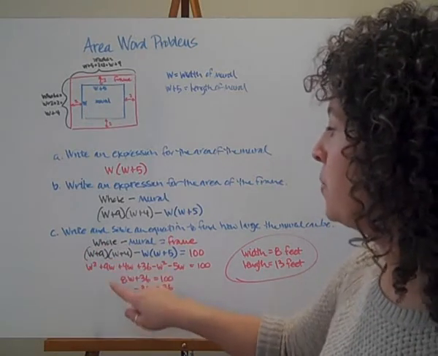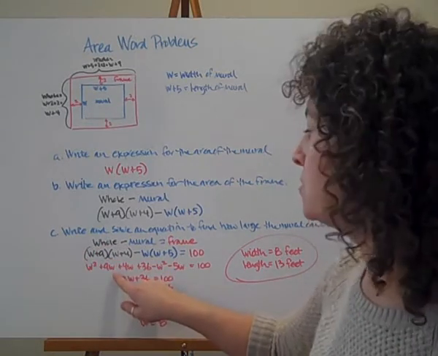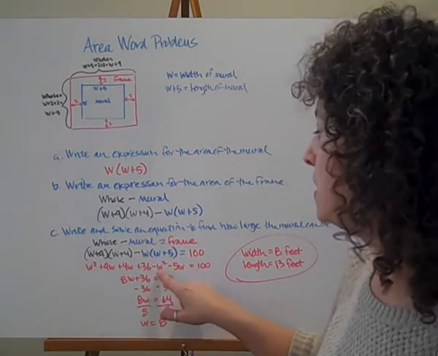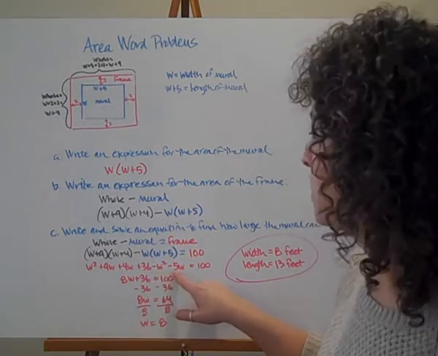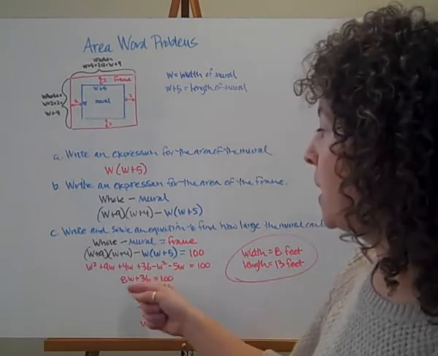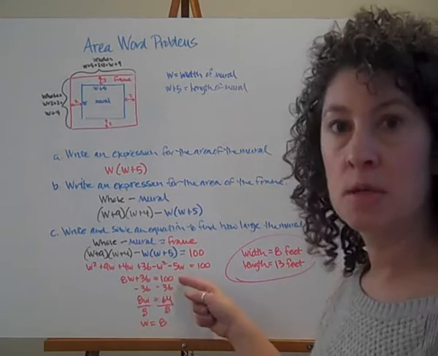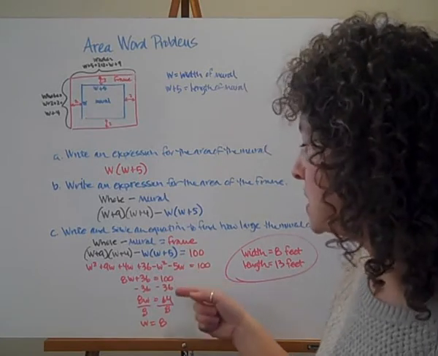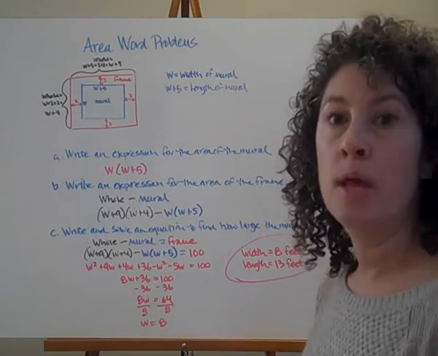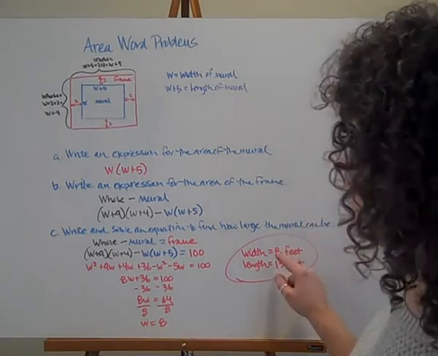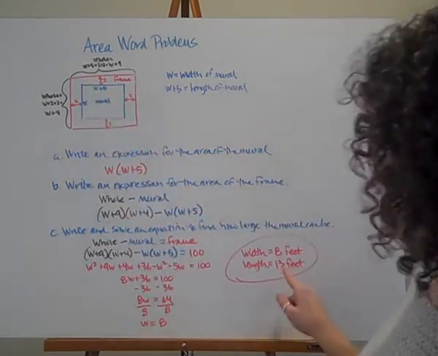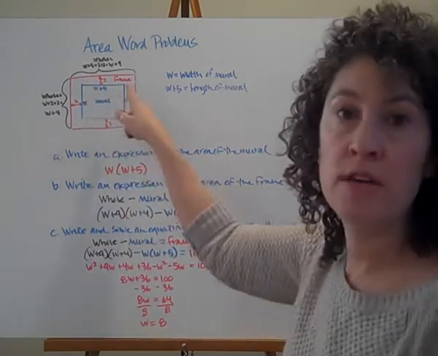So I use my distributive property. I come up with w squared plus 9w plus 4w plus 36. I distribute here. I have my negative w, so negative w squared minus 5w. That's still equal to 100. When I combine like terms, I end up with 8w plus 36 equals 100. Subtract the 36. I end up with 8w equals 64. Divided by 8, I end up with 8. So the width of the mural, it can be 8 feet wide, and it can be 13 feet long.